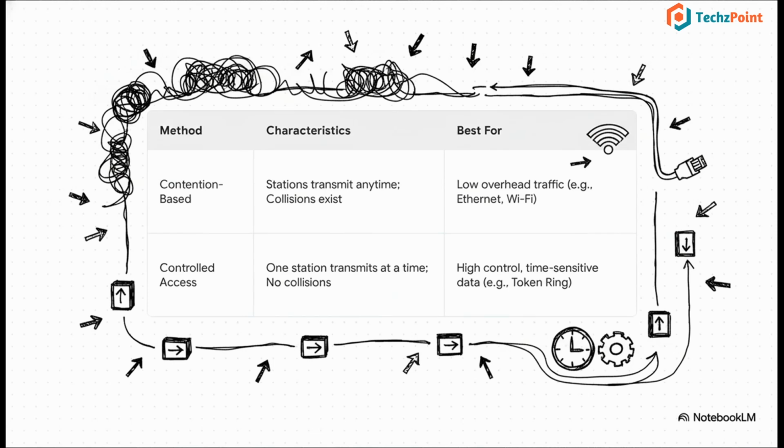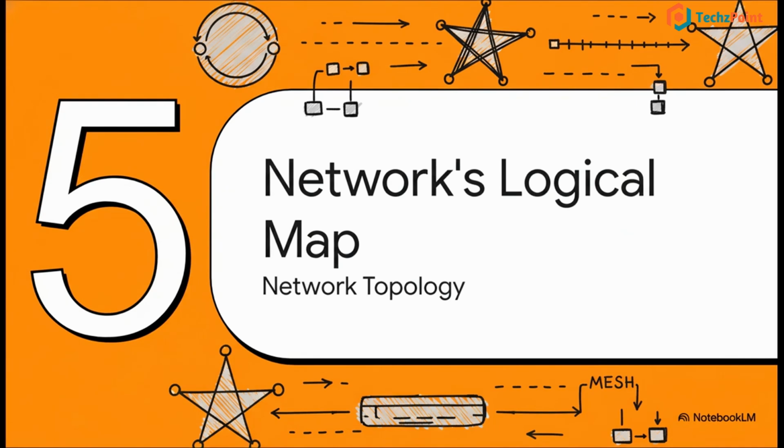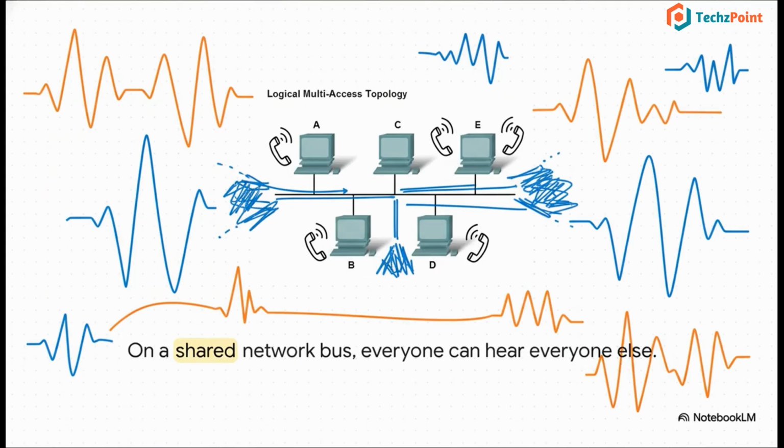Contention-based, the free-for-all, is great for our everyday use where a little bit of overhead is totally fine. But controlled access, that's better for networks where you absolutely, positively cannot have collisions, like in some industrial or really time-sensitive applications. So how does a network even decide which method to use? Well, a lot of the time, that choice is dictated by the network's logical map, what we call its topology. And in simple terms, topology is really just the way all the devices are laid out and connected to each other.